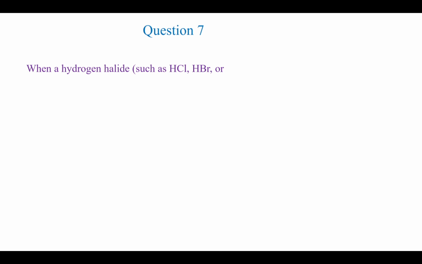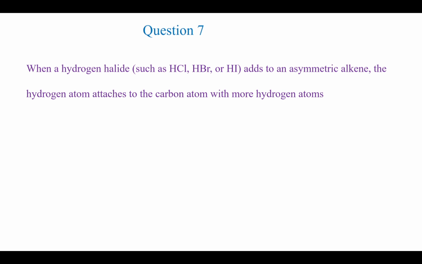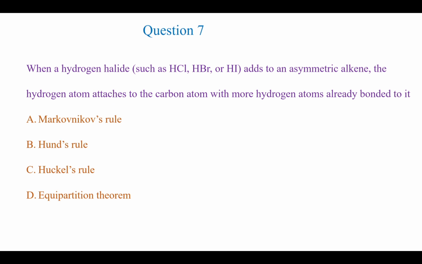When a hydrogen halide such as HCl, HBr, or HI adds to an asymmetric alkene, the hydrogen atom attaches to the carbon atom with more hydrogen atoms already bonded to it. Markovnikov principle, Hund's rule, Huckel's rule, equipartition theorem. Your time starts now.